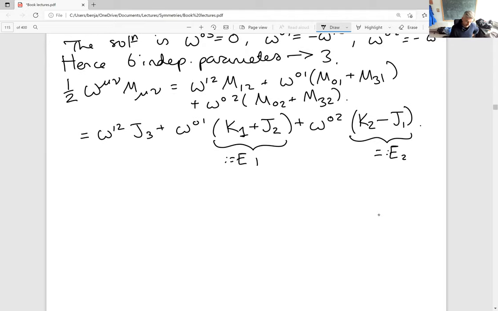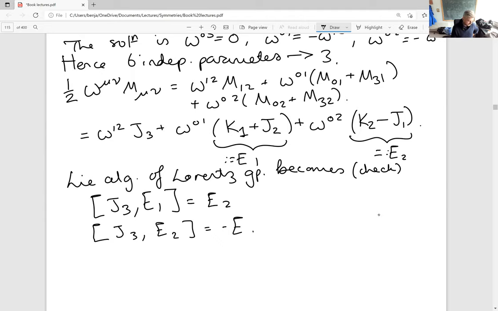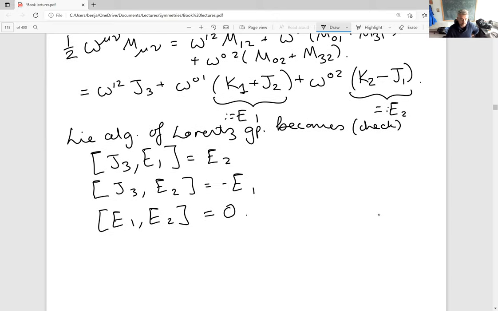And then we know the Lie algebra of the Lorentz group in terms of the K's and J's, so we can work out what it is in terms of the E's. You can check this for yourselves. It's just one line for each. J3 commutated with E1 gives you E2. J3 with E2 gives you minus E1. And E1 and E2 commute. So this is the Lie algebra of the Euclidean group in a plane.